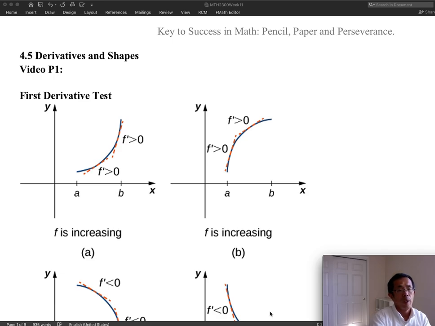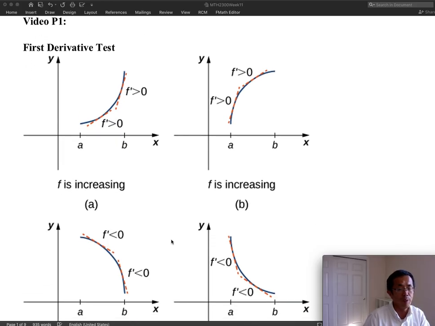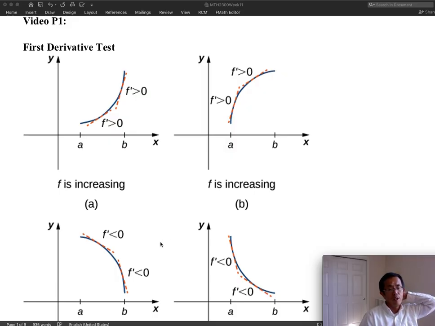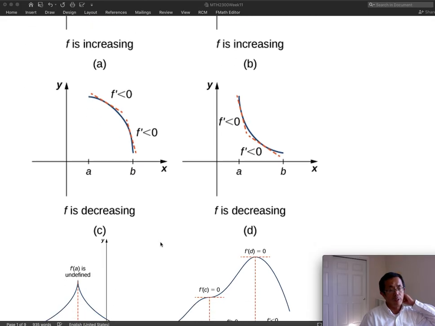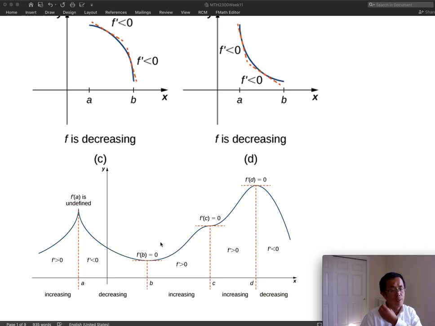Hello everyone, welcome back to Calculus again, and this time we will continue to work on derivatives and the shapes. First of all, I think this is very simple and important. When the derivative is positive, which simply indicates the function is increasing, and when the derivative is negative, the function is decreasing. And at a point where the derivative is zero, we could possibly have a maximum or minimum or neither.